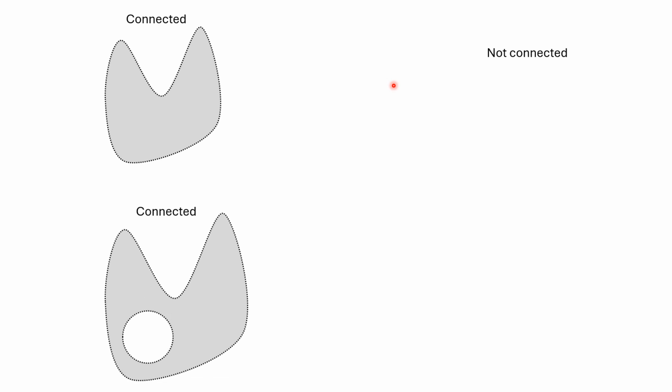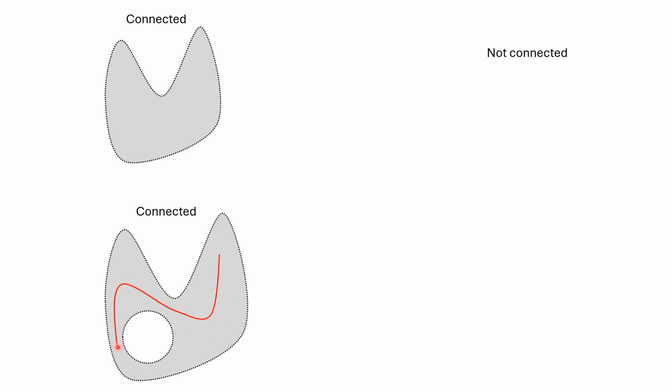Now, we have another concept called connected, and it's pretty much what you would think. On the left, we have two different connected sets. This one on the top is connected. You can see from any point, you can draw a line to another point in the set. Even if you put a hole in it, you still have a connected set.